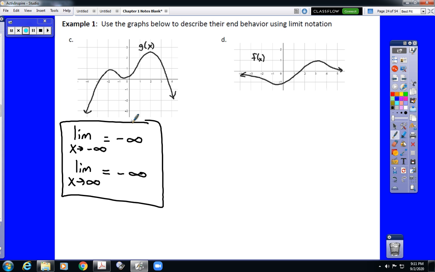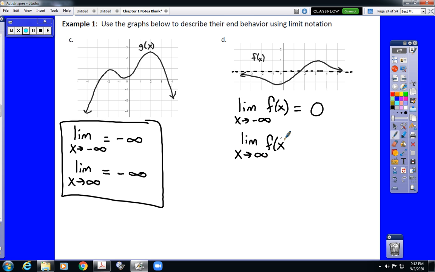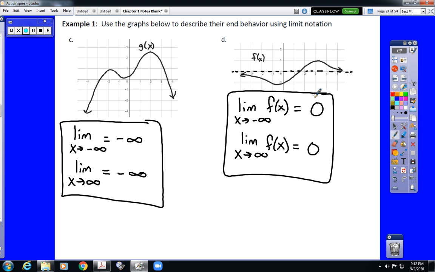Now f of x, they're not trying to trick you here. I know the graph is hand-drawn, but notice that instead of going to positive infinity or negative infinity, the graph is approaching this line. That's the line f of x equals 0. So we would say the limit as x approaches negative infinity of f of x is 0. It is approaching that line y equals 0. The same thing is happening on the right end. As we approach positive infinity, the function is also approaching 0. Okay, so there's your end behavior.